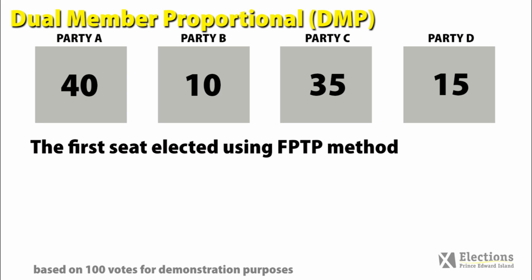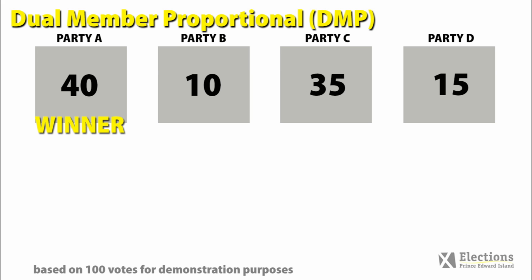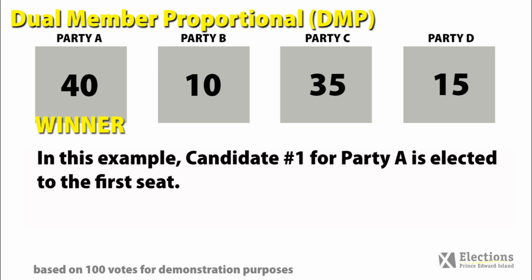The first seat or member elected is done using the first past the post system. In this sample, Party A has 40 votes, so candidate number 1 for Party A is elected to the Legislative Assembly. For the proportional representation element of this system, it would have to be determined how many seats in the Legislative Assembly each party deserves based on their island-wide popular vote.